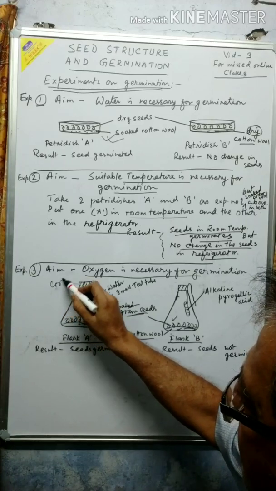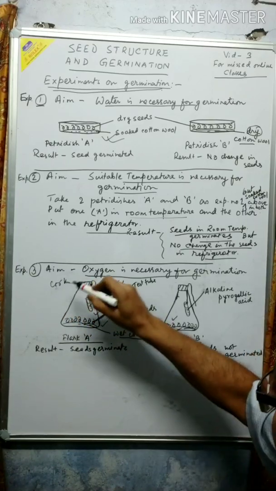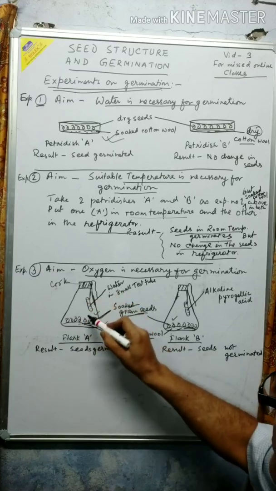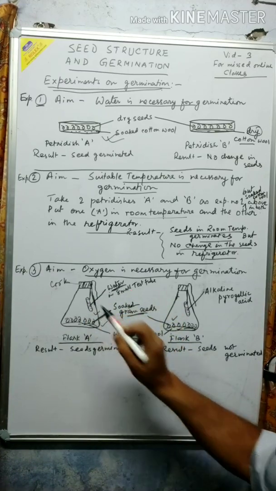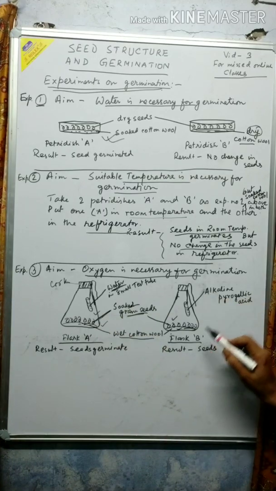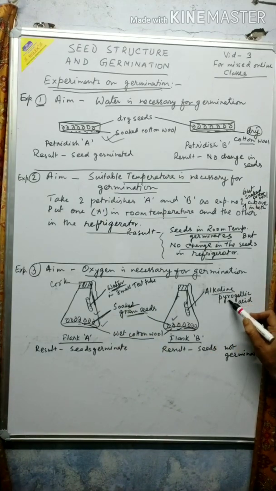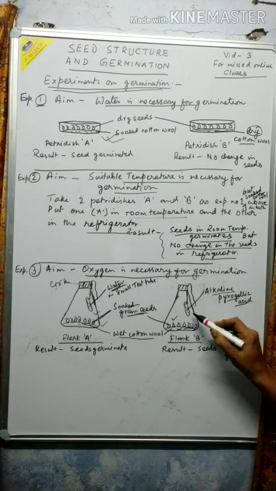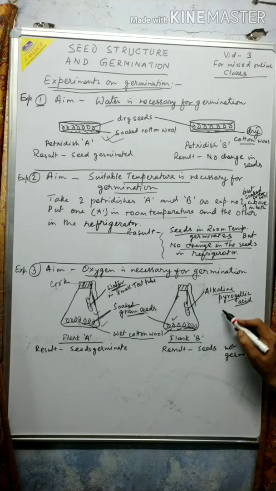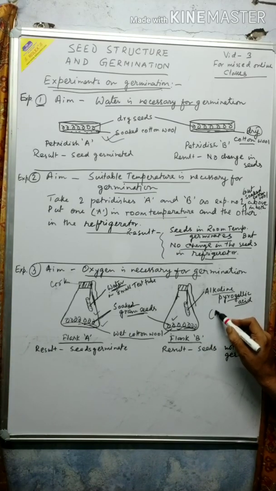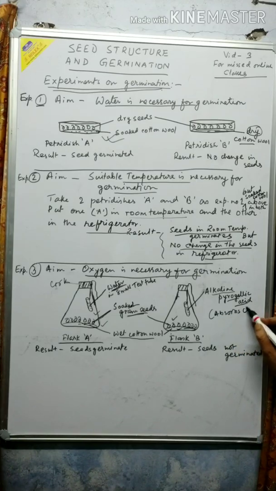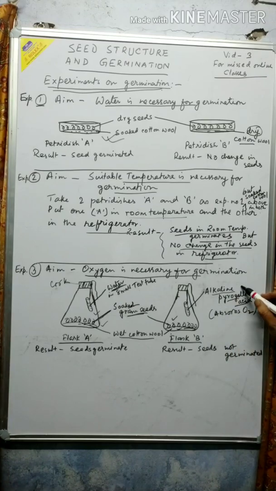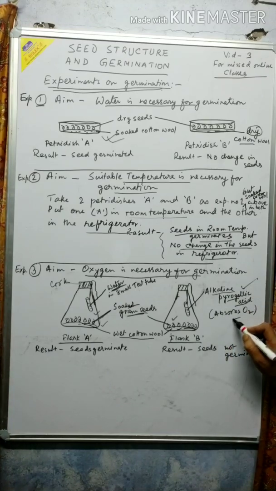This is the cork. Airtight this space is, and water is kept in this test tube, simple plain water. Whereas in flask B, alkaline pyrogallic acid is kept in the small test tube. Alkaline pyrogallic acid absorbs oxygen.